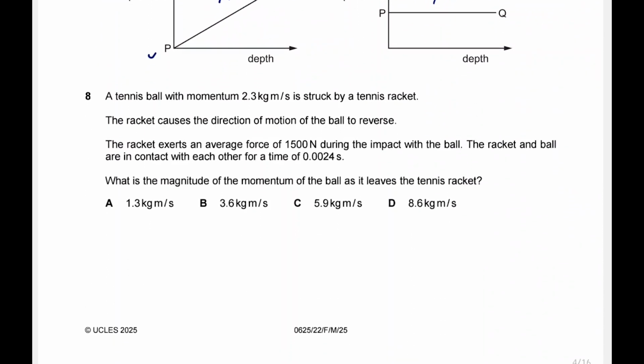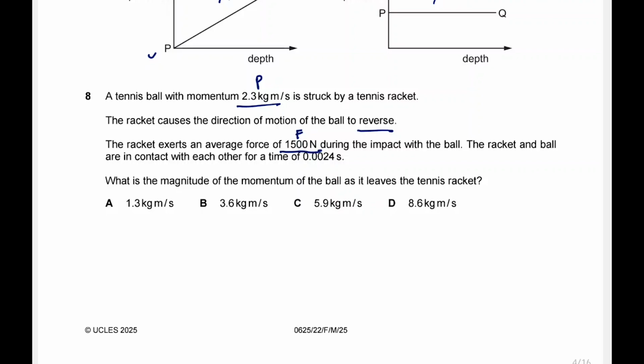Okay, number 8. A tennis ball with momentum 2.3 kilogram meter per second is struck by a tennis racket. The racket causes the direction of motion of the ball to reverse. If it is reversed, the momentum will be negative compared to the initial momentum. The racket exerts an average force of 1500 Newton during the impact with the ball.